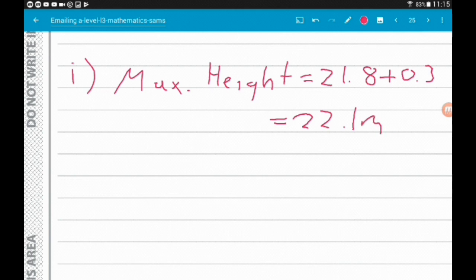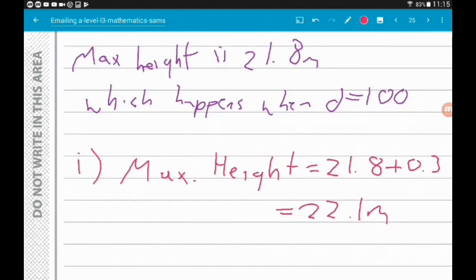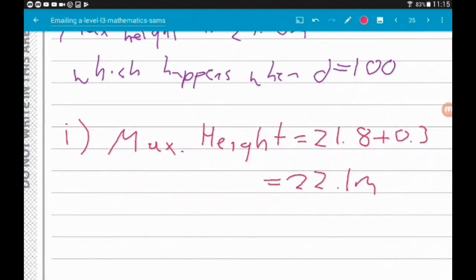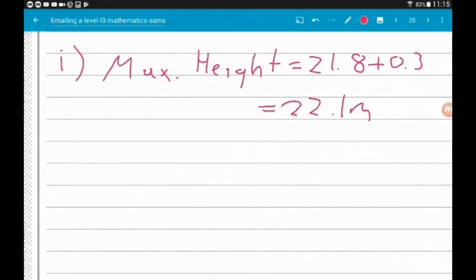meters. Now, given that this is only a translation up by 0.3, nothing horizontally is affected at this maximum point. So, we already worked out where the maximum occurs for the original model. That was at d equals 100. So the maximum still occurs at d equals 100. So the answer is again just d equals 100 meters from the archer.